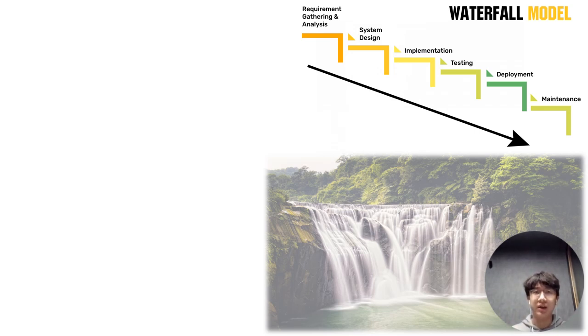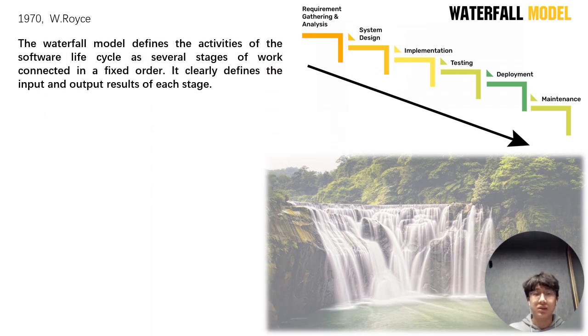It is also the earliest software engineering development model. It was written by Royce in 1970. The waterfall model defines the activities of the software lifecycle as several stages of work connected in a fixed order. It clearly defines the input and output results of each stage.